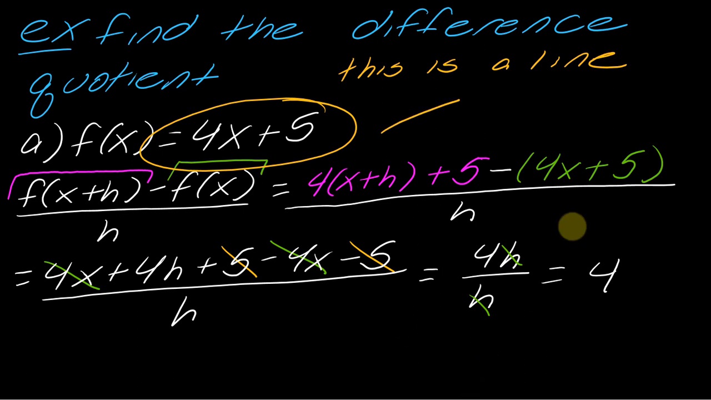So the fact that I got 4 as my difference quotient makes sense because this represents the slope of a secant line, or how to get to the slope of a secant line. It's a little more nuanced than that, but for now, we'll just say it represents how to get to the slope of a secant line. And so finding 4, that is the slope of the line. So yeah, intuitively, this makes sense.